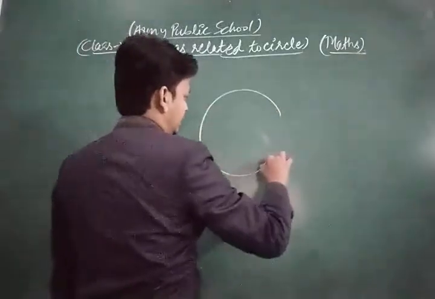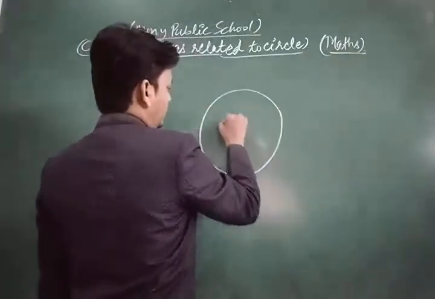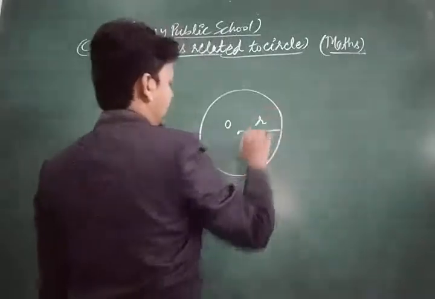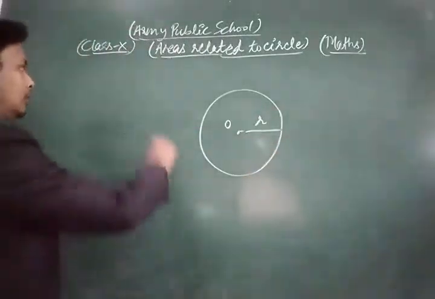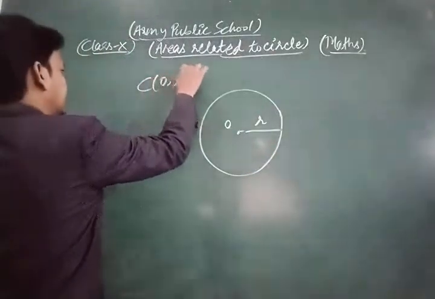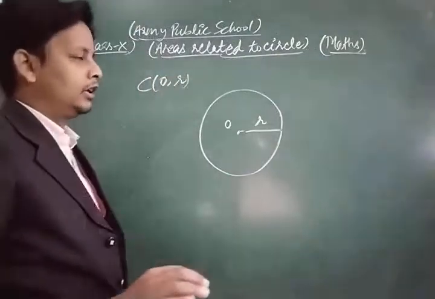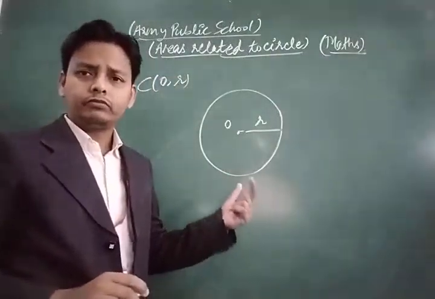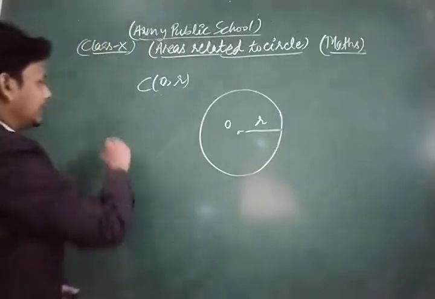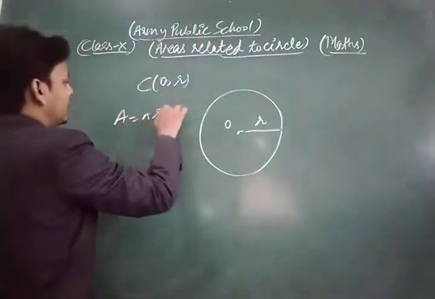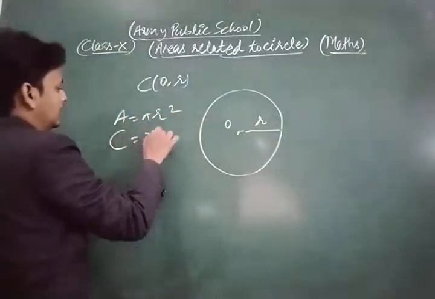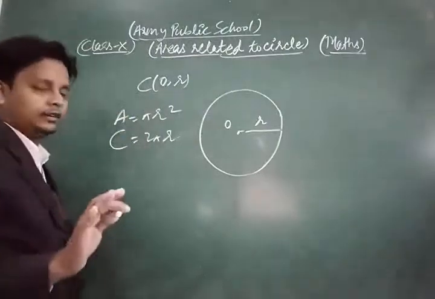You know that, dear students, suppose this is a circle with center O and radius r. In this, you know what the area of a circle is. You know that very well. The area of a circle is pi r square, and the circumference of a circle is 2 pi r. You know that very well.